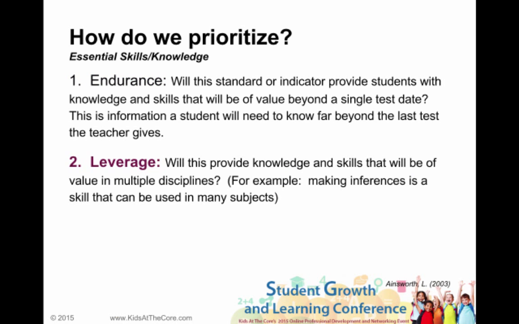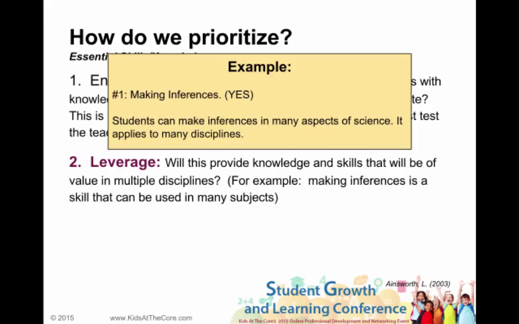Something like leverage is another great way to look at the prioritization of skills that you should measure. So thinking about what would have value in other disciplines, in other elements of your class when you come to different units, what's going to have applicability to multiple different units. This is something we consider having leverage.